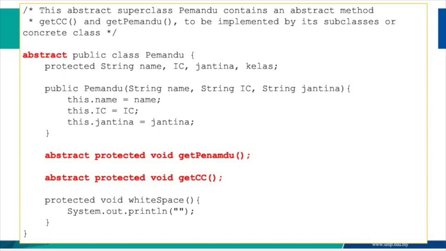So how do we implement it? We write abstract in front of the class. So we put abstract public class, and then we add two modifiers, which are abstract protected void get pemandu, and abstract protected void get cc. That is how we use the abstract class in order to let the subclasses implement the get cc and get pemandu here.